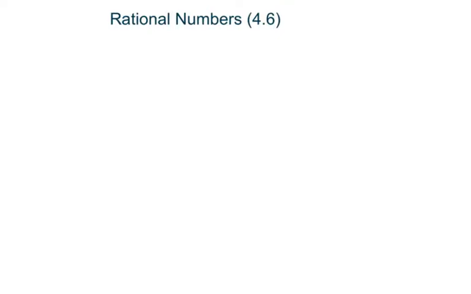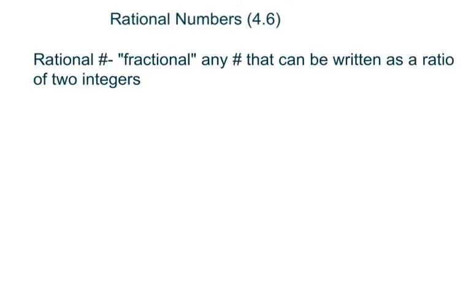Alright, rational numbers. Rational numbers are fractional. Just think rational is fractional. Hey, it rhymes. And any number that can be written as a ratio of two integers. And we only have one exception to that. Remember, integers are all the whole numbers and their opposites, but we do have one exception.